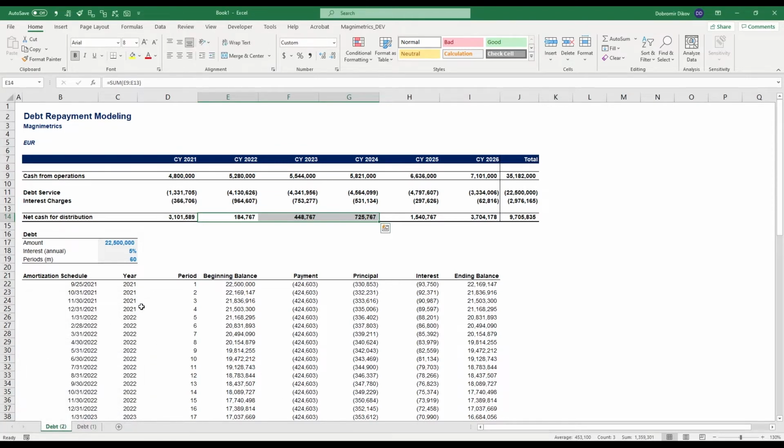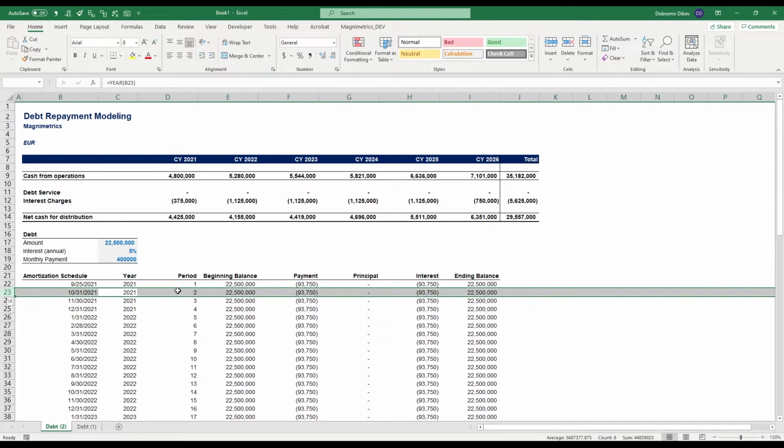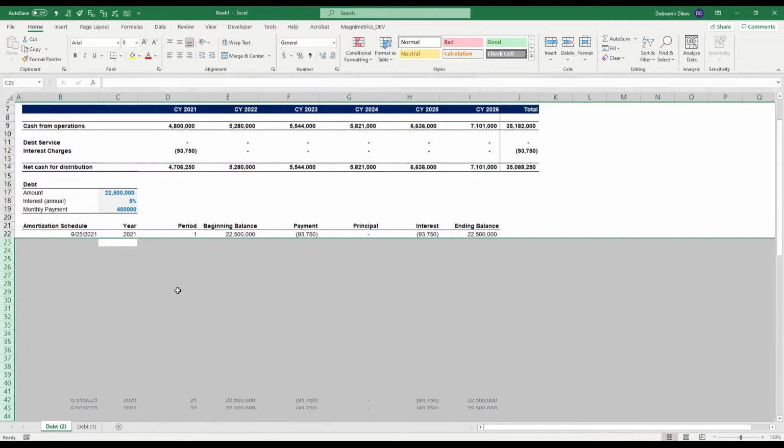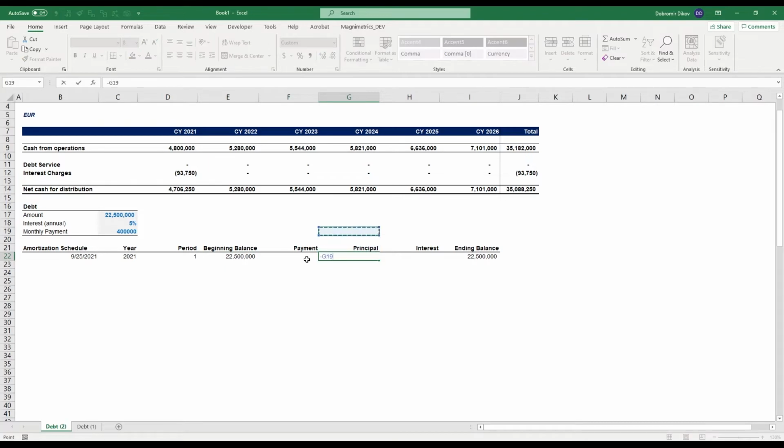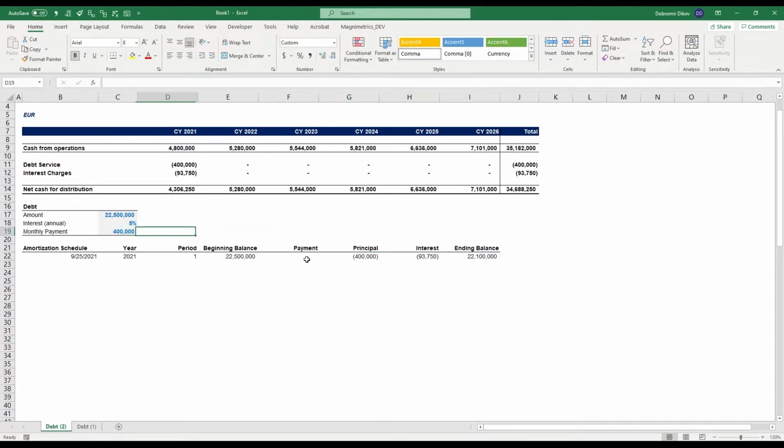So I'm going to just create a copy of the whole sheet. Here, we're not going to have the periods. What we can do is, okay, we know that we have a monthly payment of 400,000. And let's just delete all those. Those are the same, the period is the same, beginning balance is the same. We don't actually have the whole payment, but we know that our principal repayment is going to be 400,000. Let's fix that. So we can copy it down after that.